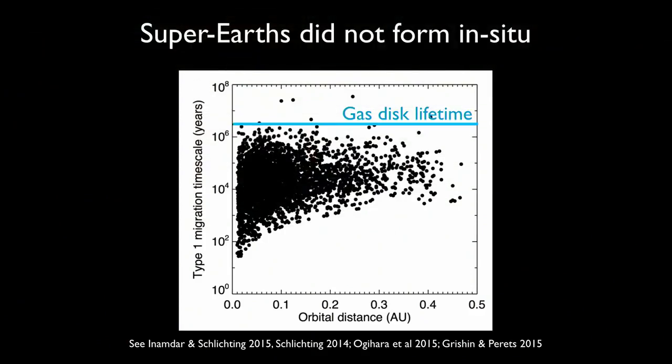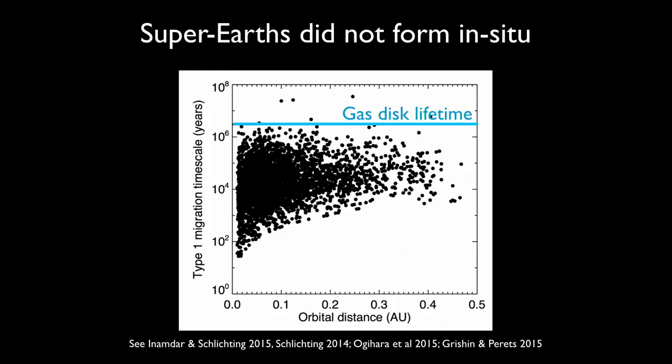Each of these is a given super-Earth planet that we know. All these are the time scales of how fast they should migrate in their disk, assuming they form where they are. The important thing is that the times are very small. The lifetime of the gas disk is up here, several million years, and these are way below it. So what does that mean?